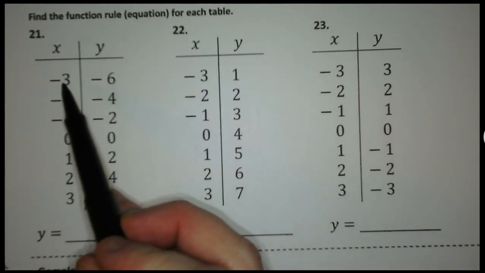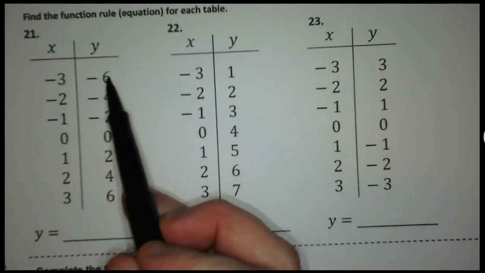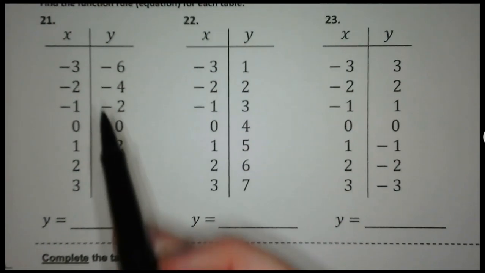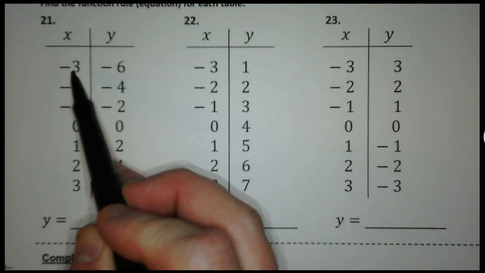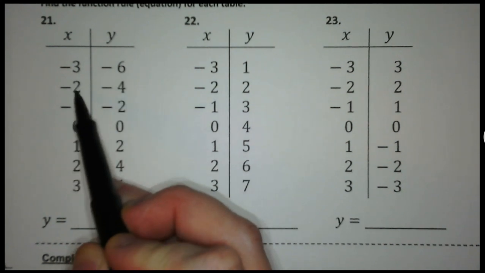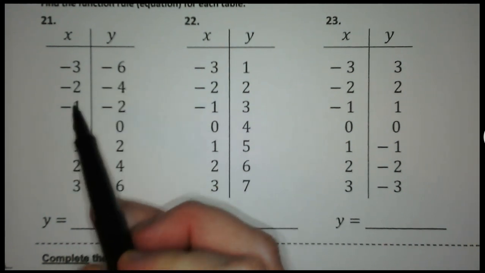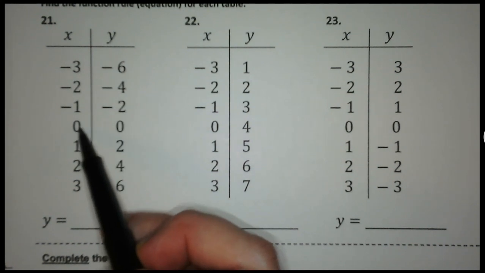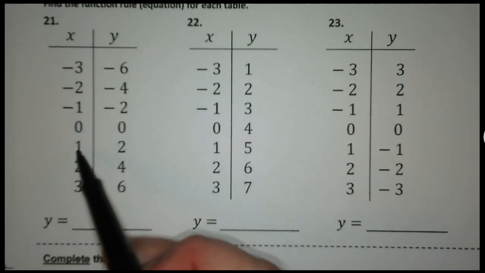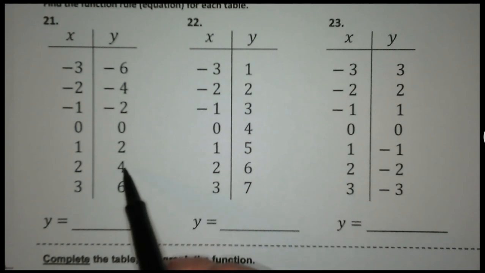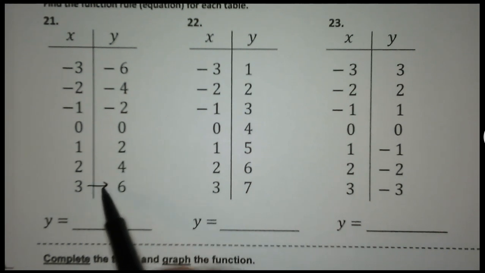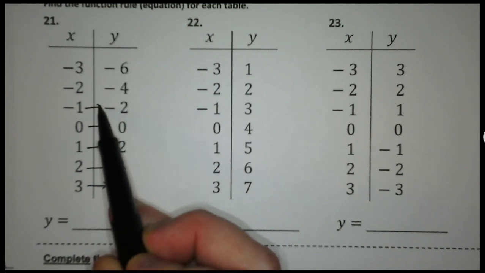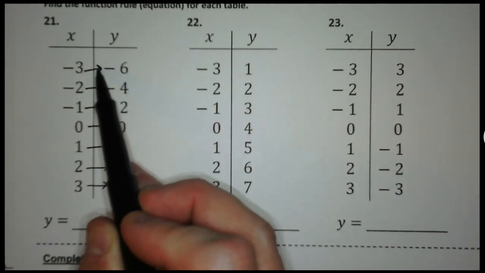What would you do to these x values to make them equal all these corresponding y values? Like, how do you make a -3 into a -6? What do you do to the -2 to make it into a -4? What do you do to -1 to make it into a -2? And if you do that to a 0, it stays 0. And if you do it to 1, it becomes a 2. And if you do it to 2, it becomes a 4. If you do it to 3, it becomes a 6. What is the math that is making this happen?